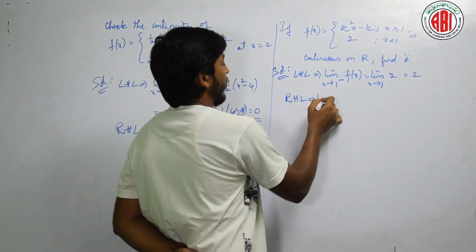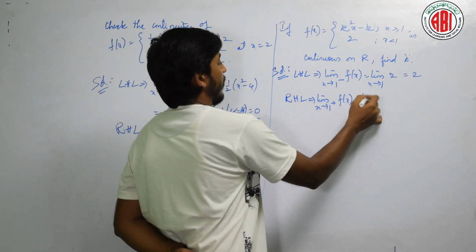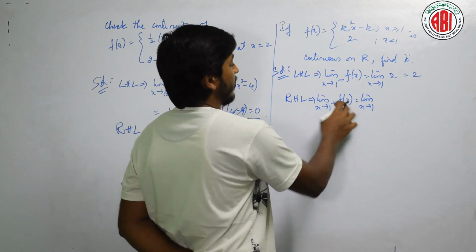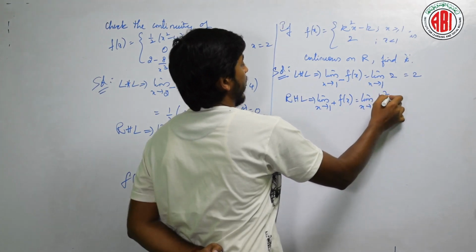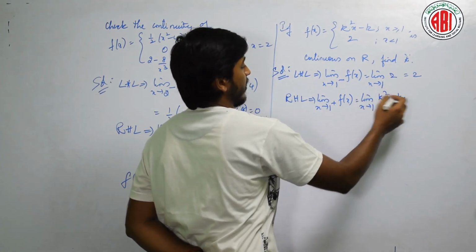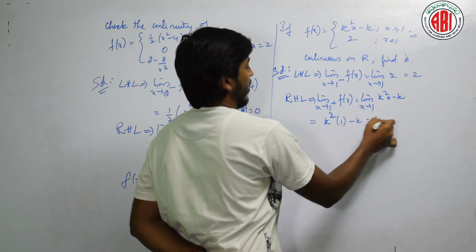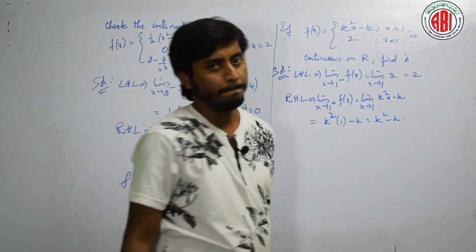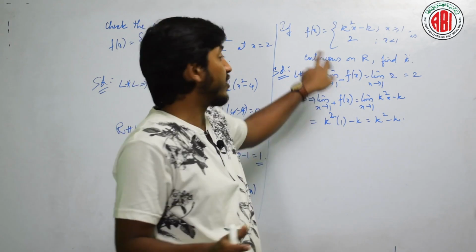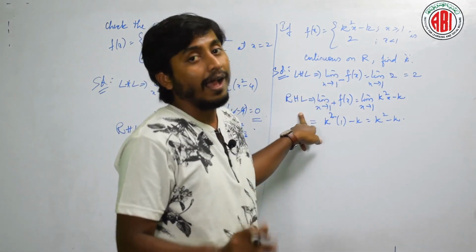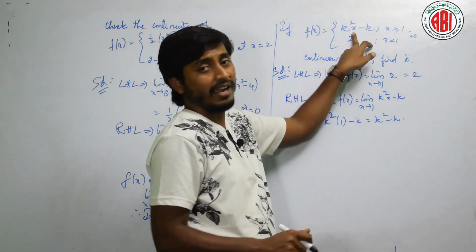And the next, RHL, limit x tends to 1 positive f of x is equal to limit x tends to 1 positive. That is x greater than 1, so this is k square x minus k. That is equal to k square into 1 minus k, that is k square minus k. They gave that this is continuous throughout R, which means LHL should be equal to RHL. Even if we substitute 1, it is the same thing.